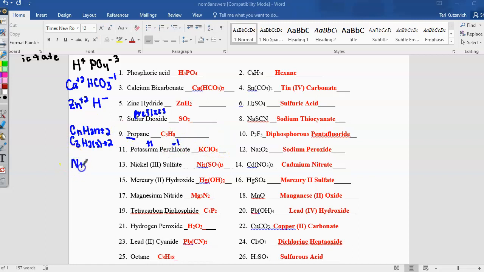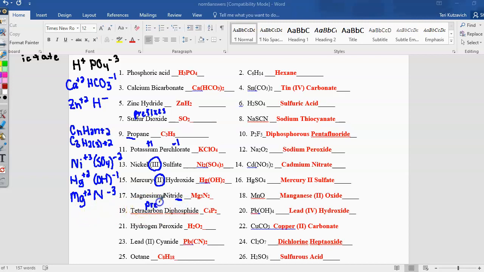This one, the Roman numeral 3 tells you the charge of nickel, so it's +3, and sulfate is -2. Mercury is +2 because of this Roman numeral, and hydroxide is OH -1. Big mistake here, you guys forget to put hydroxide in parentheses, so just remember that for your test. Magnesium is +2, nitride is -3. It ends in ide, so it's just the element symbol by itself.